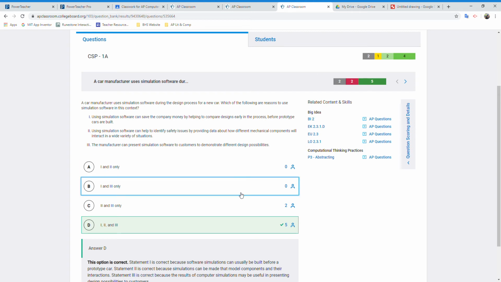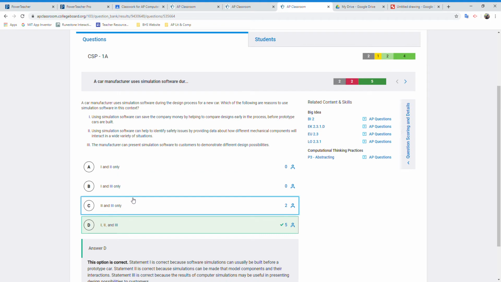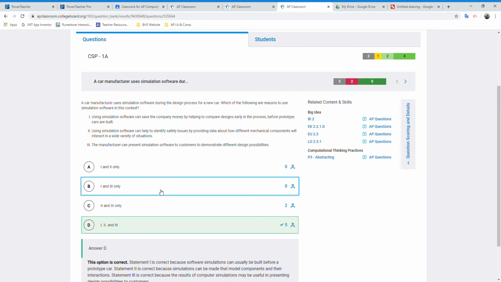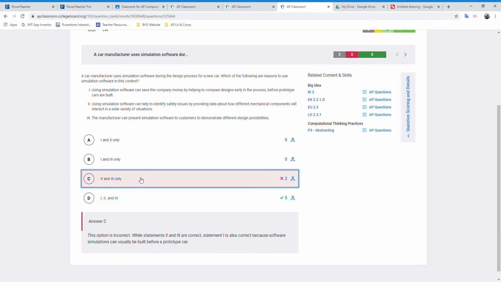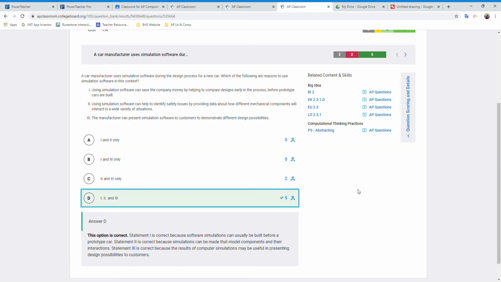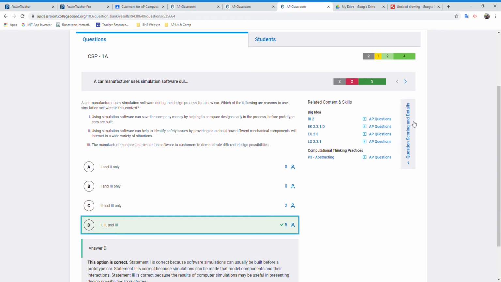Most of you got this one, but I did find it tricky. Just one of the things to be aware of: sometimes they give you three options, and actually all three options are correct. And this is one of those times. Only a couple of you thought this was the correct answer, but this whole thing about using simulation software to save money because you can compare designs early in the process is actually one of the primary reasons they make prototypes. So just be aware that's why they use computers, simulations, and prototypes for that purpose.